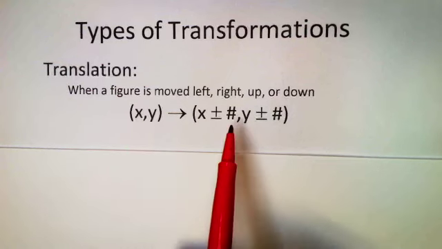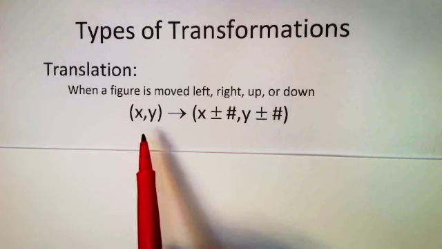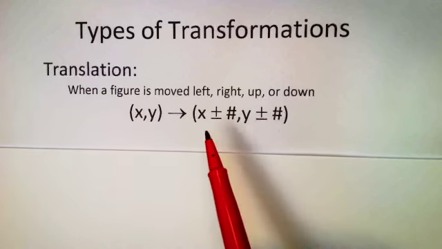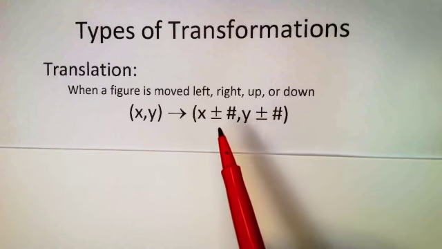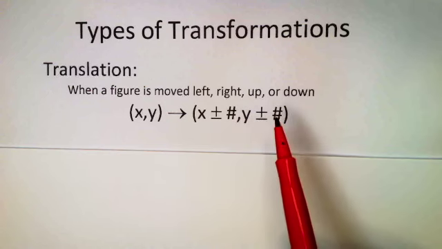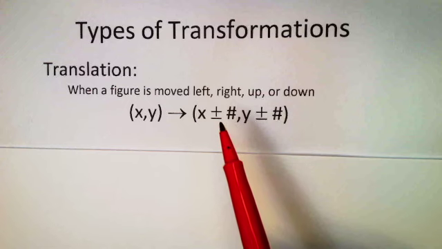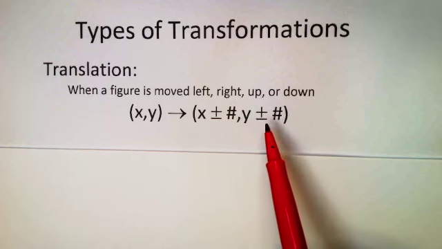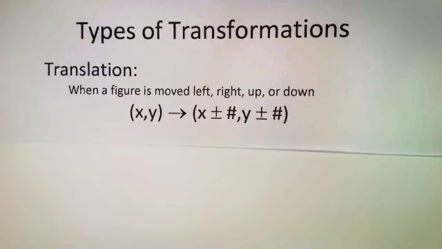This is our notation, or our instructions for translating a point. Here's our point, and then we're going to have instructions over here with a number behind the X and a number behind the Y. The number behind the X is going to tell us to go left or right. The number behind the Y is going to tell us to go up or down.